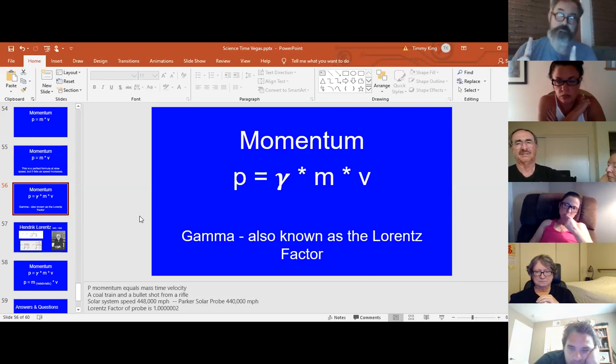But if you remember, it's traveling at almost the speed of light. And so its Lorentz factor would be incredibly high, which means its time dilation would be incredibly small and its length contraction would be small.